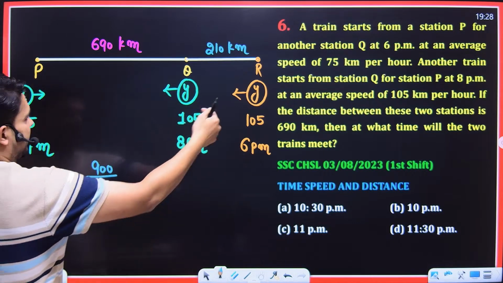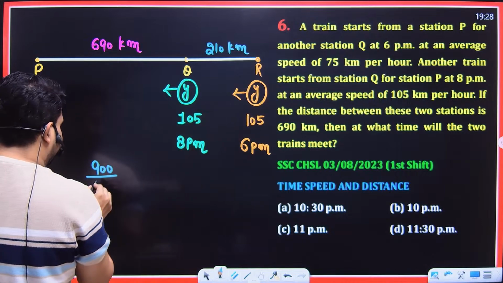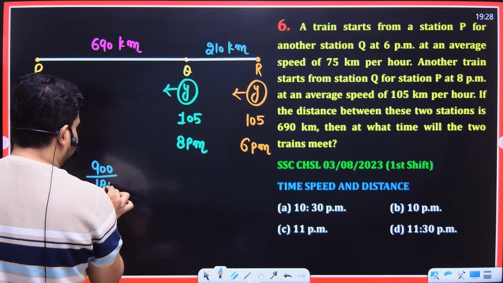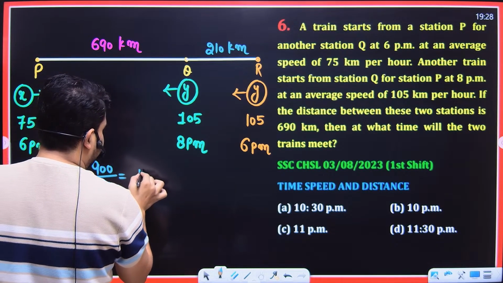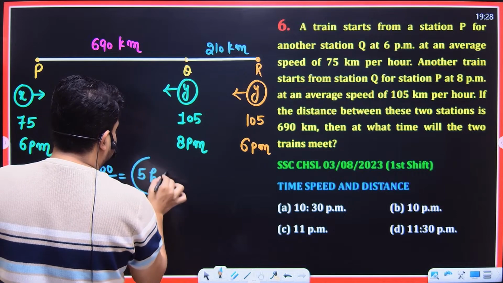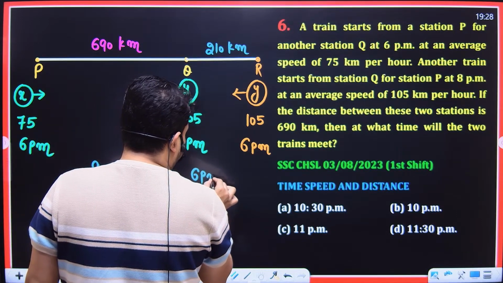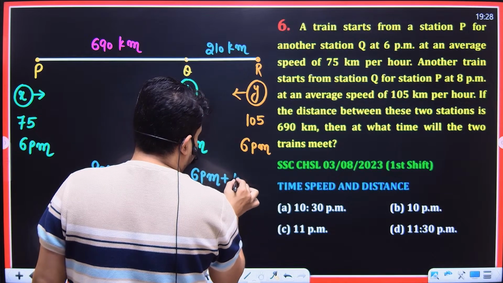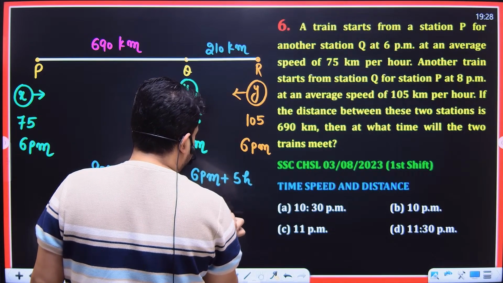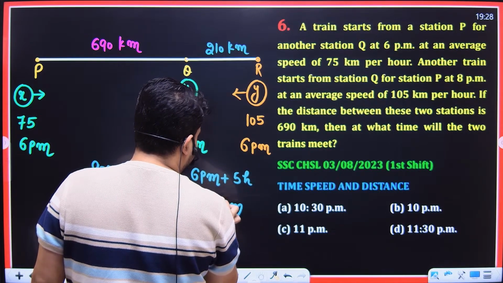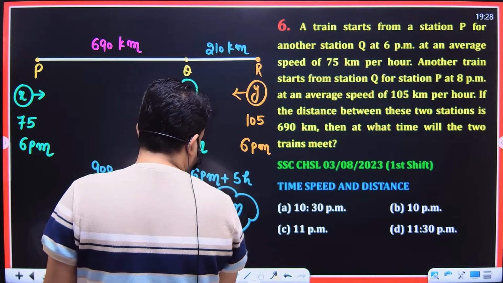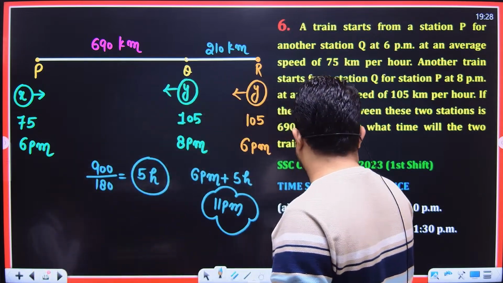We can use the relative speed. In opposite direction, it will be added. At the speed of 180, they will come closer to each other. It means after 5 hours they will meet. 6 p.m. and 5 hours means at 11 p.m. they will meet each other. So option number C is my correct answer.